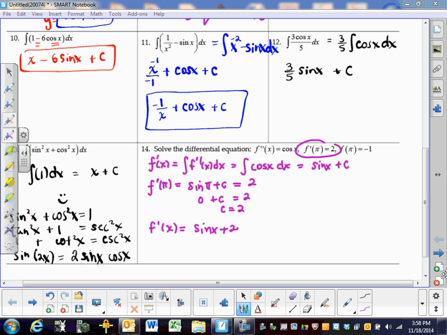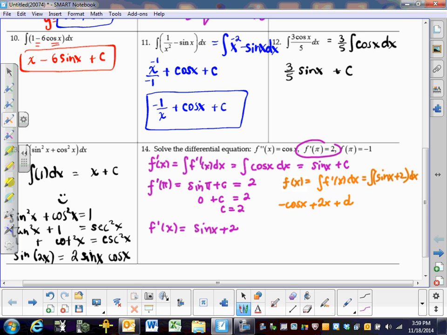I now have to continue going backwards with the fundamental theorem that says f of x is the antiderivative of f prime of x dx. So that's going to be the antiderivative of sine x plus 2 dx. Going backwards from sine, I get negative cosine of x. Going backwards from 2, I get plus 2x. And then I have a different letter, so I'm going to use d in my case, but you could use c2 or c1 or something that indicated it was different.